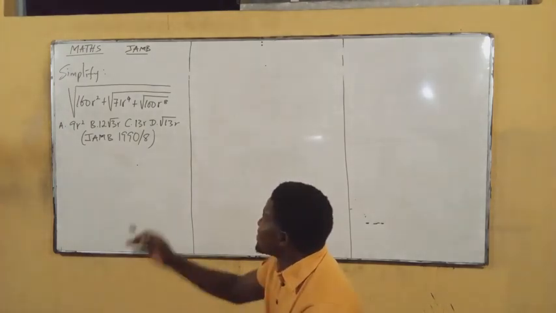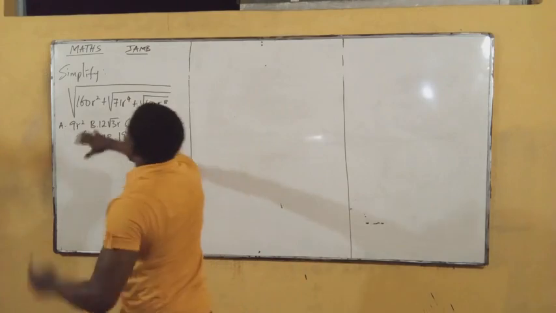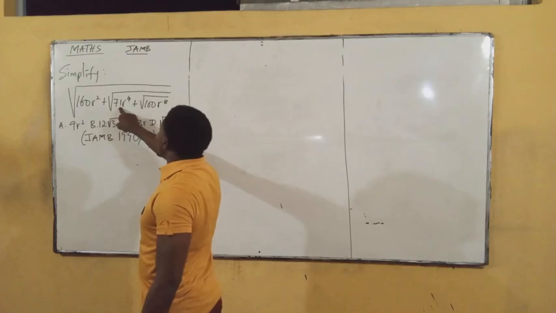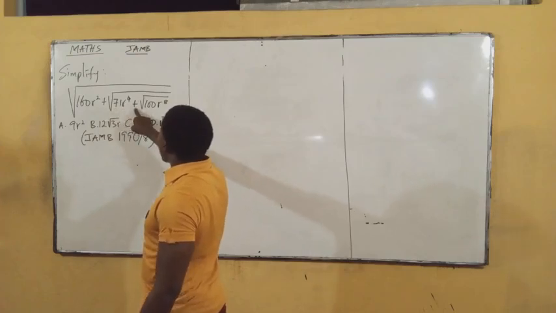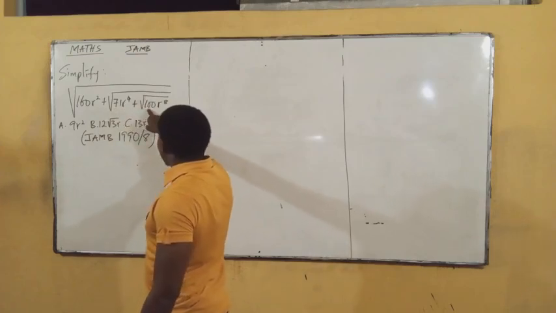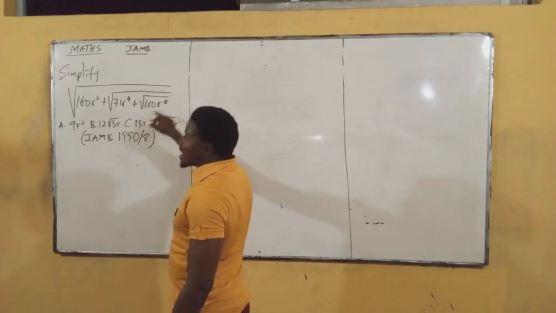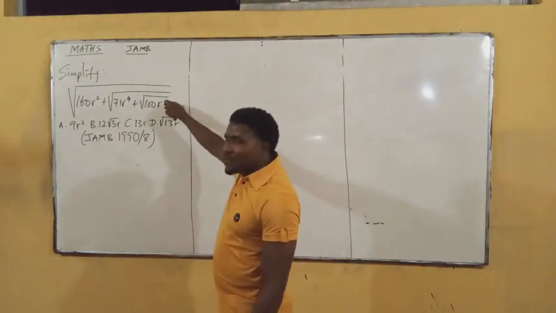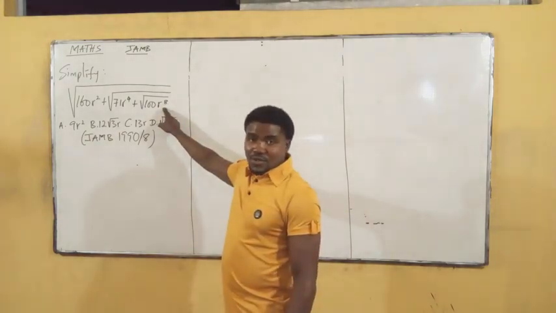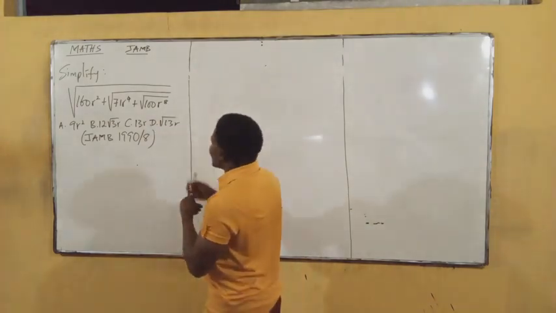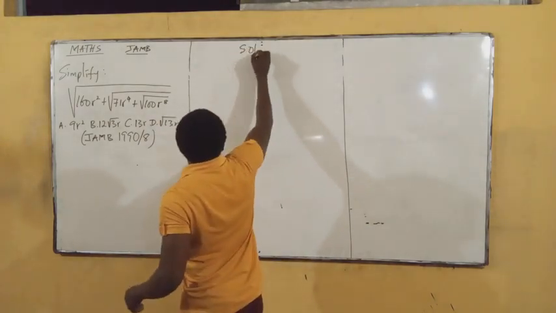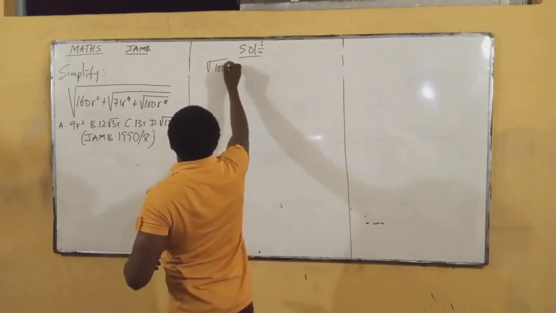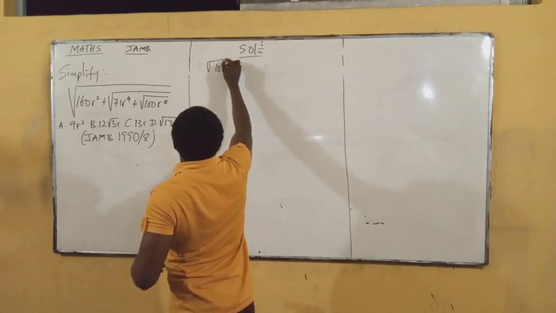And the question is to simplify the bigger square root of 160r squared plus the next square root, 71r raised to the power 4, plus the last square root, which is the square root of 100r raised to the power 8. What do you do? Simply start from the innermost square root. That's what you do. The innermost square root here is the square root of 100r raised to the power 8.